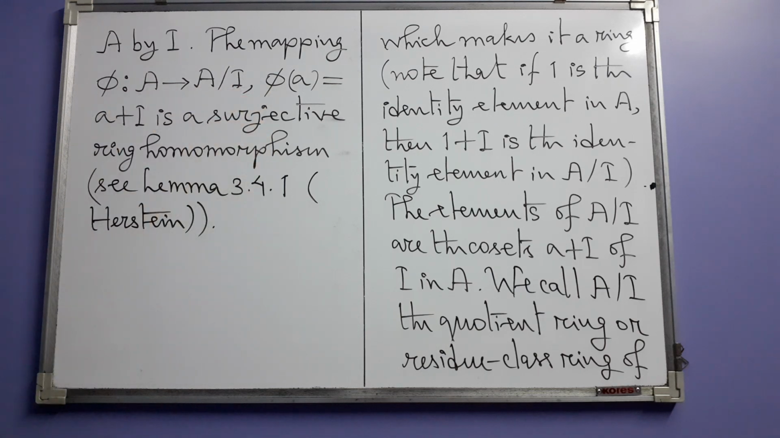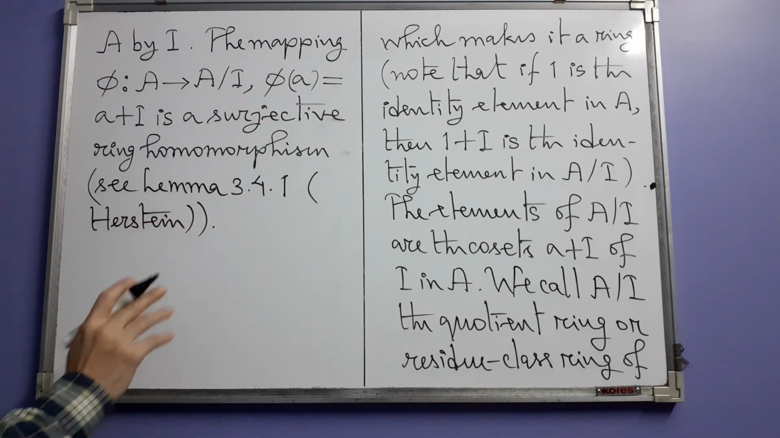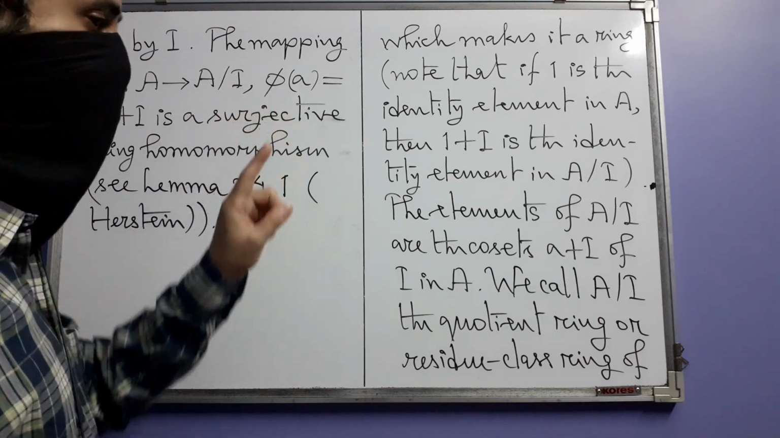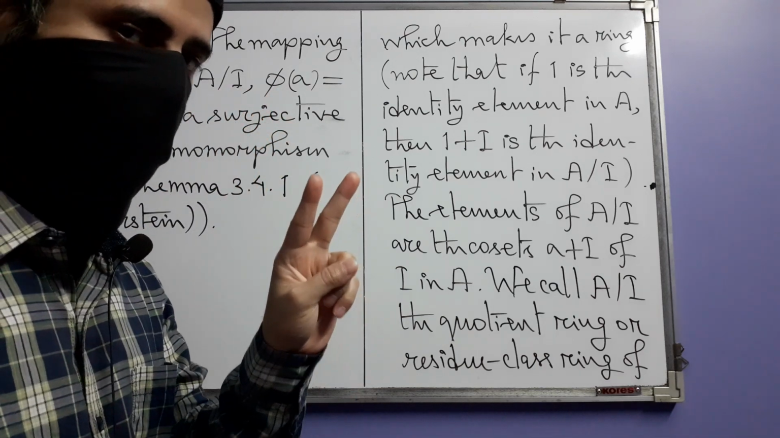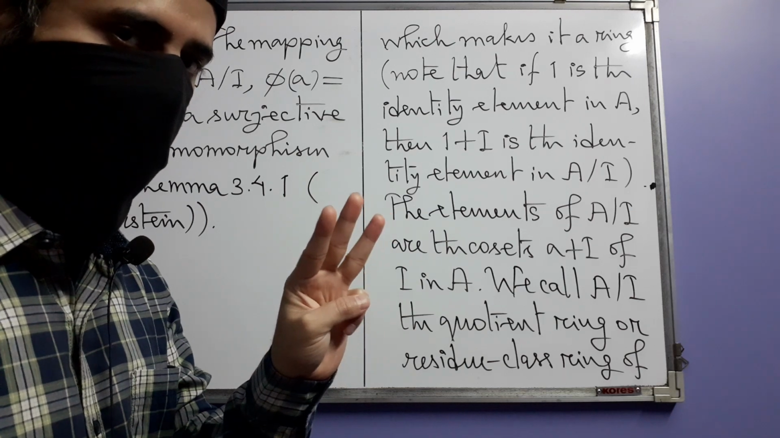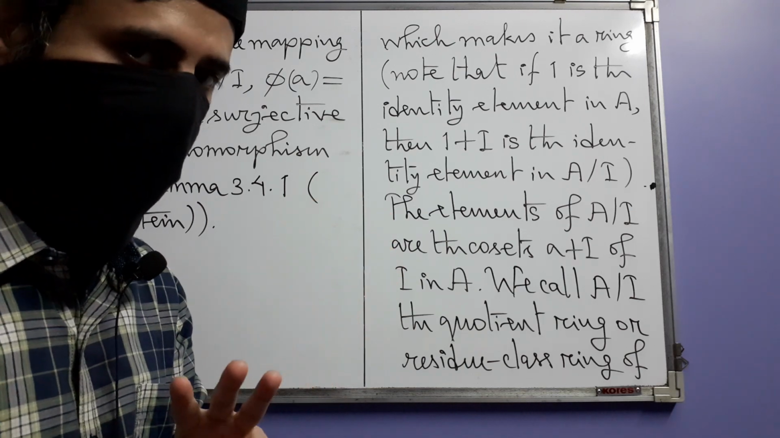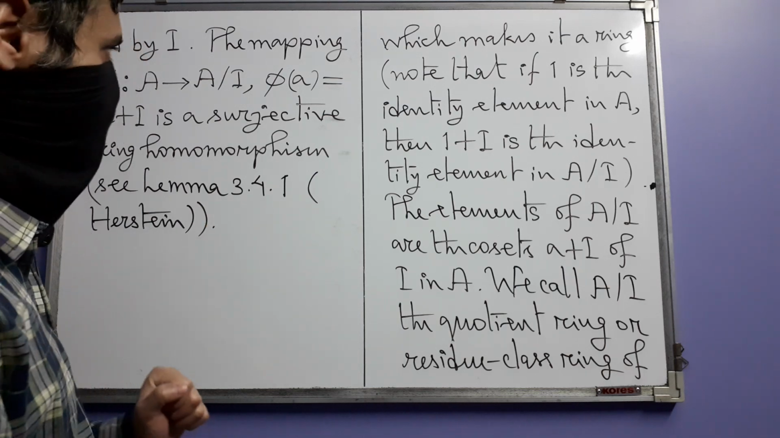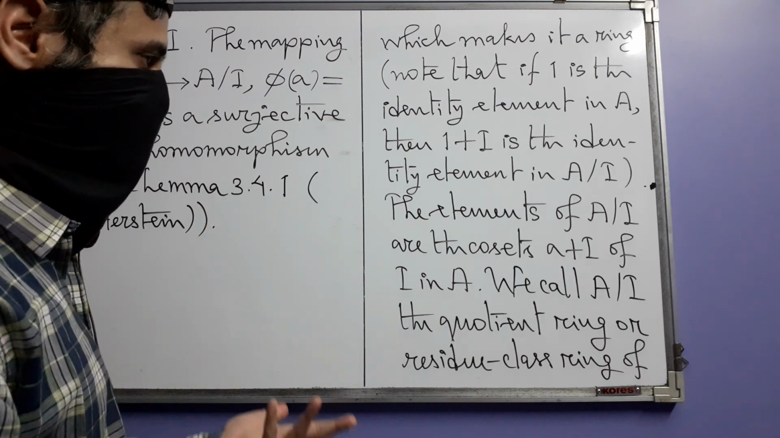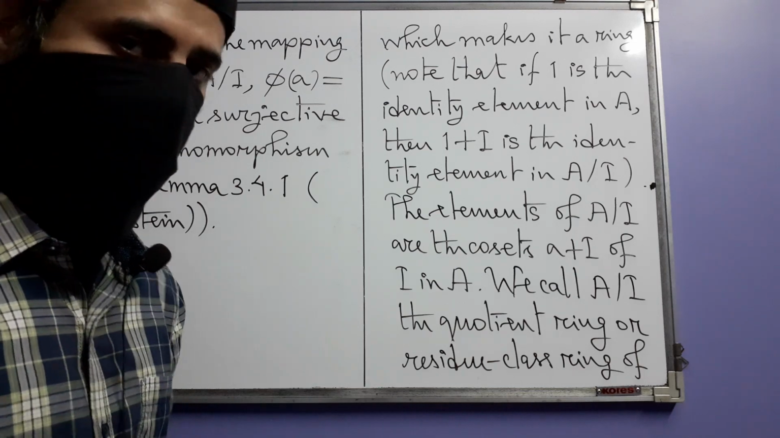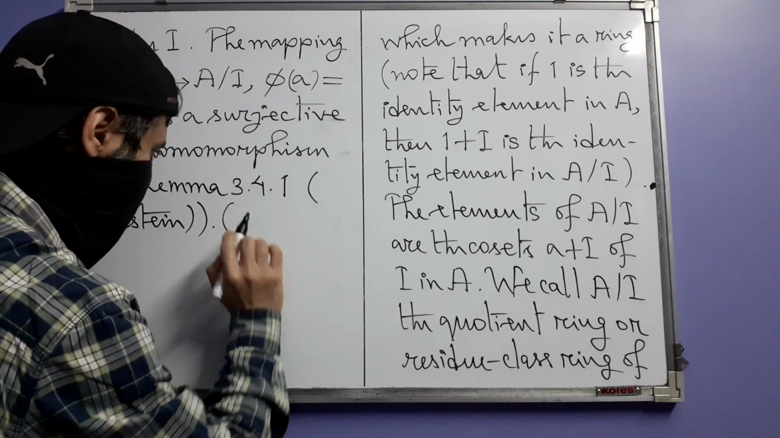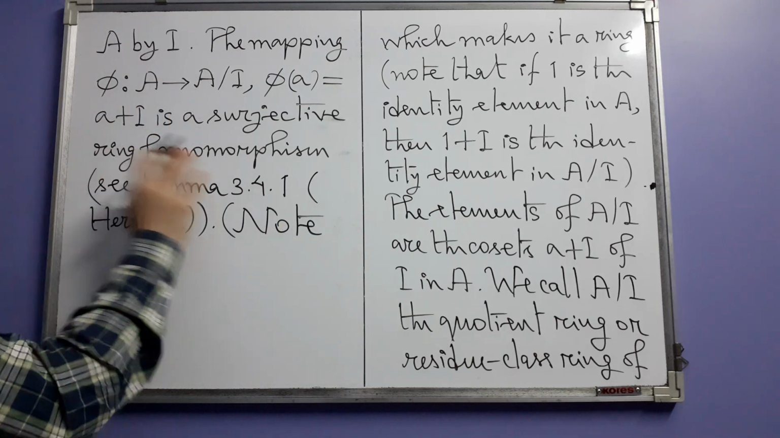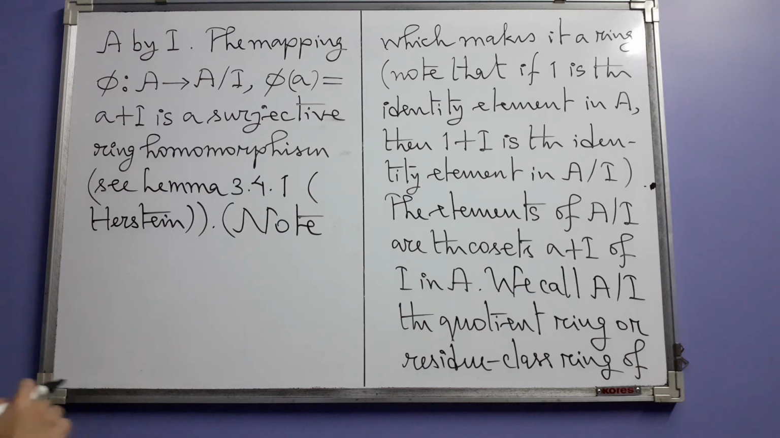Is it doing that? From this lemma, we know some things. We already know that this function respects addition, it respects multiplication, and at the same time it's surjective, that means onto. That we already know from this lemma in Herstein. But does it also respect the identity elements? We have to see that. Note that, otherwise, we can't call it a ring homomorphism in our sense in this book.